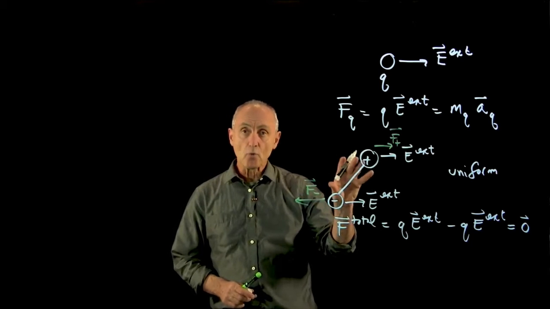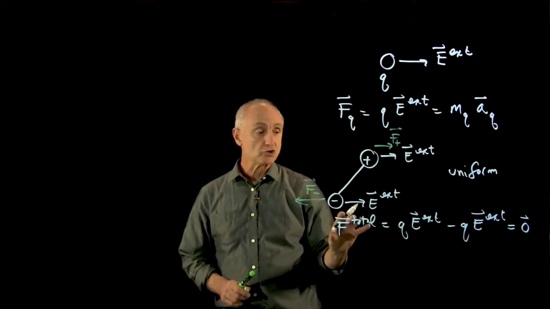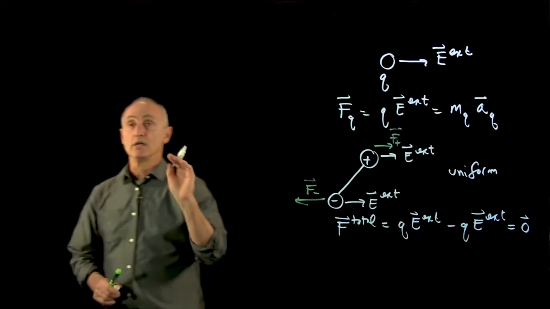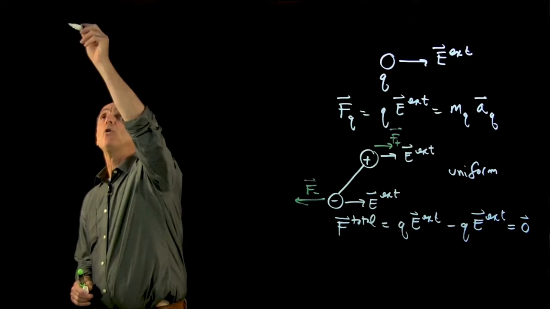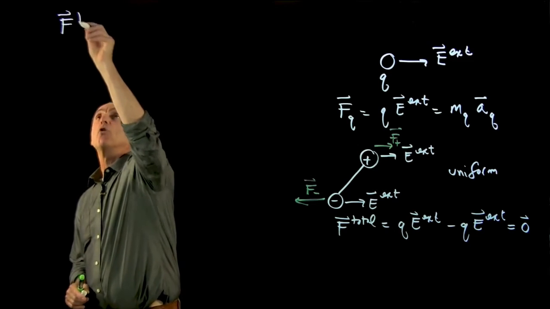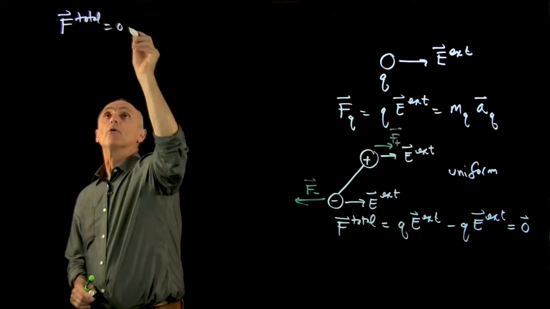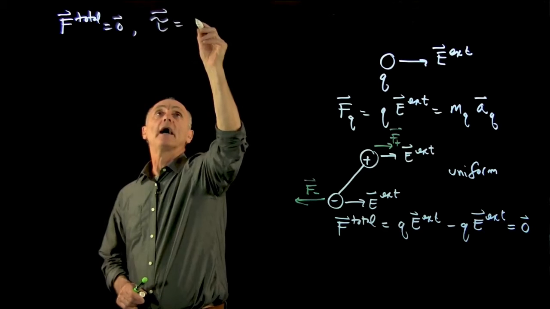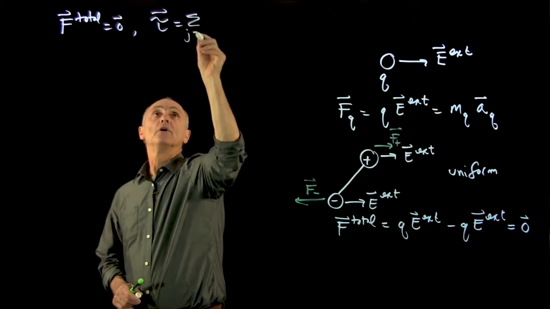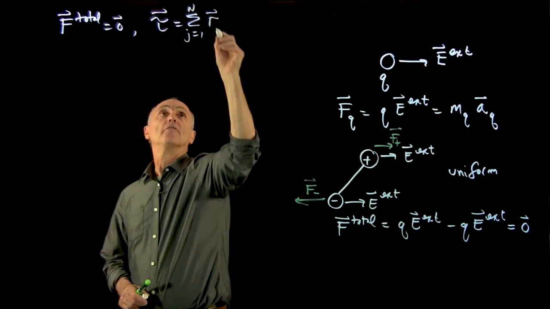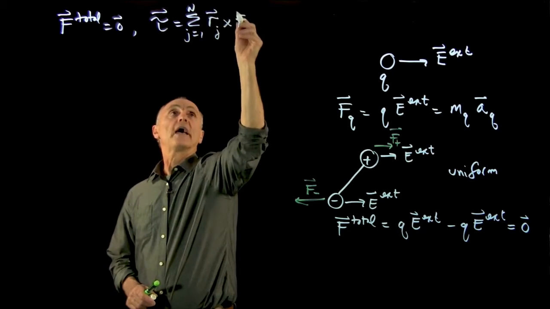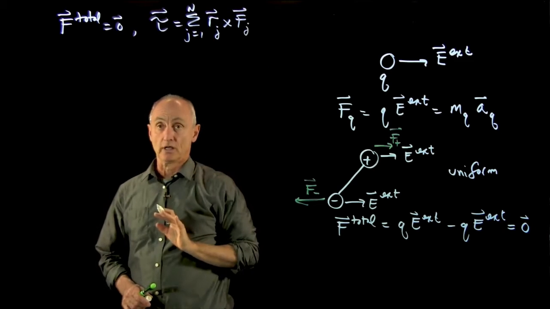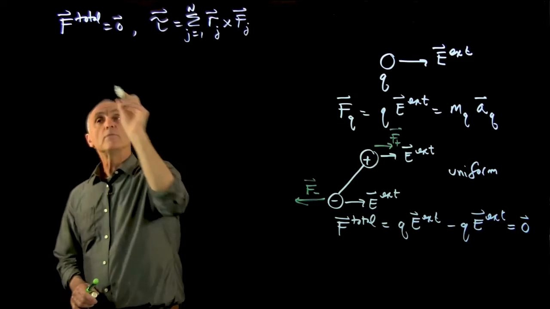But there's still more. This will undergo a rotational motion because even though the force is 0, the torque on this object is non-zero. Now recall that when the total force is 0, then the torque, which was defined as the sum, j goes from 1 to n, of r_j cross F_j, is independent of the choice of origin. So how can we depict that?